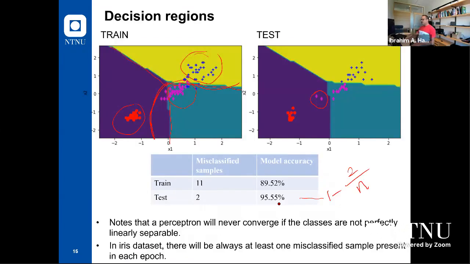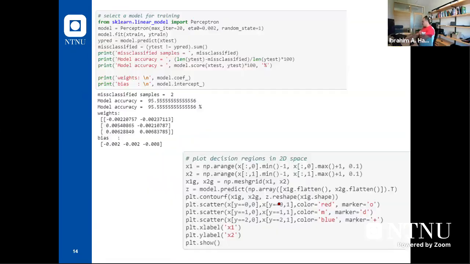So is it possible to repeat this problem? I mean, we did this problem using a perceptron, right? But is it really possible to do it using logistic regression? Why not? We can do it using logistic regression, and we can make a comparison between the two models.